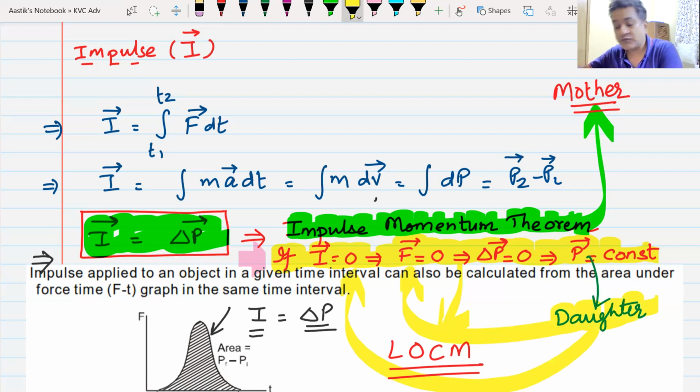So whatever questions we had done with the law of conservation of linear momentum, the same questions could have been done by the impulse momentum theorem. Do we understand this? Yes, sir. Why? Because the impulse momentum theorem is valid always, whereas the law of conservation of momentum is only applicable when the net force or the net impulse acting on the body is zero. Is it clear to everyone? Yes, sir.